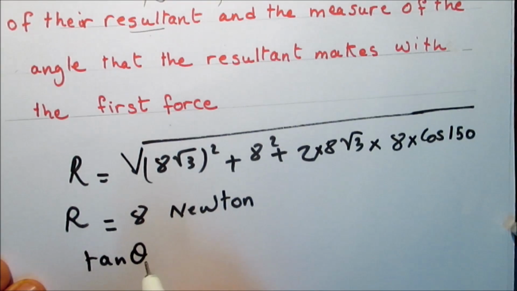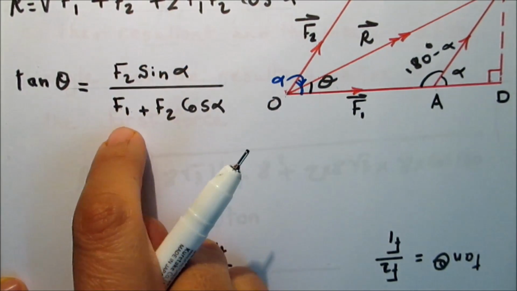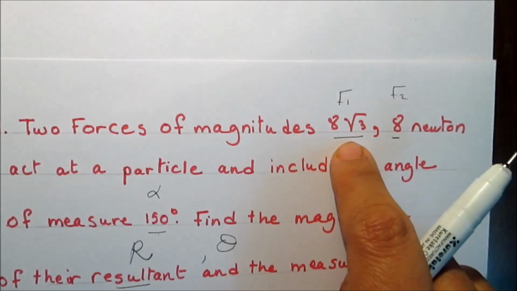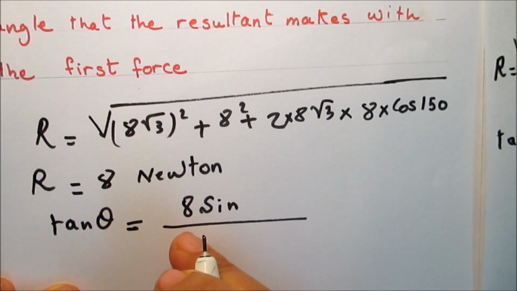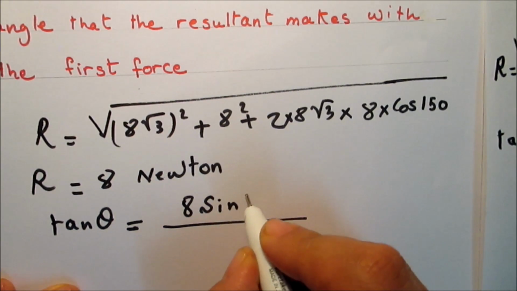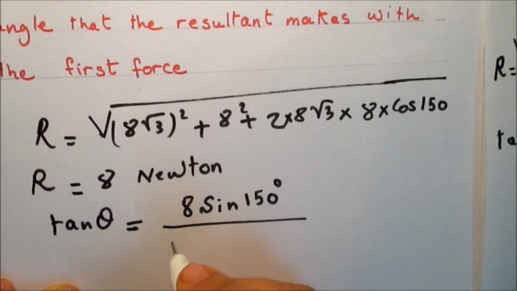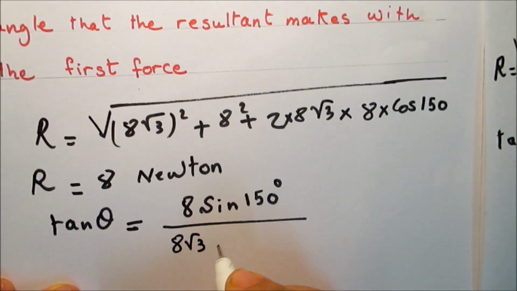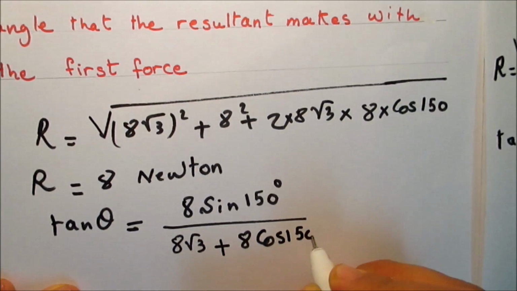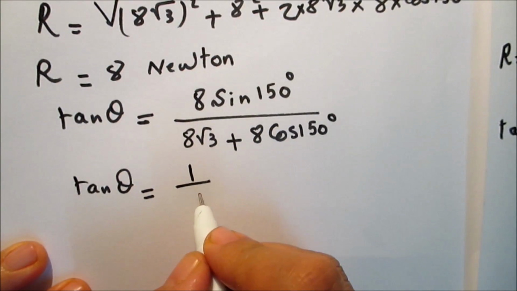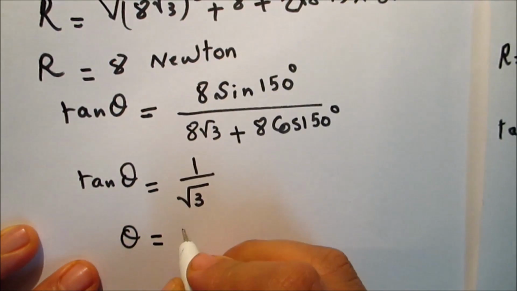Now to find tan theta. Tan theta equals F2 sine alpha over F1 plus F2 cosine alpha. F1 is 8 square root 3 and F2 is 8. Tan theta equals F2, which is 8, sine 150 degrees, the angle between the two forces, over F1, which is 8 square root 3, plus F2, which is 8, cosine 150 degrees. So tan theta equals 1 over square root 3. Use the calculator, shift tan, theta is 30 degrees.